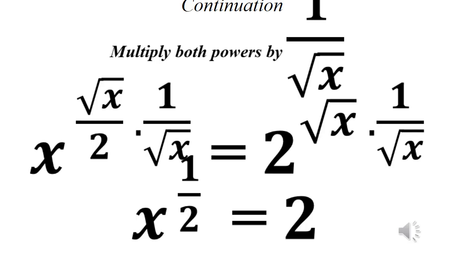So if we multiply both powers by 1 over square root of x, we have x raised to power square root of x over 2 multiplied by 1 over square root of x equals 2 raised to power square root of x times 1 over square root of x. That dot there is multiplication. So the square root of x, we cancel at the left side and also at the right side. So we have x raised to power 1 over 2 equals 2.